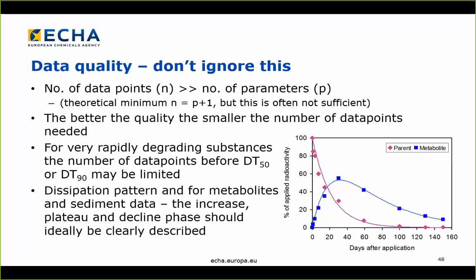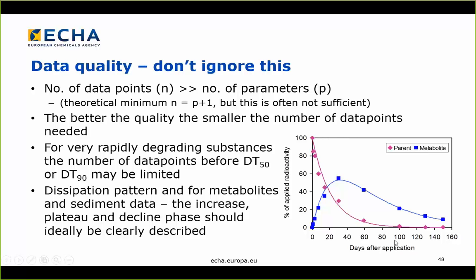And we generally see the better the quality of the data, the smaller the number of data points that are needed. So if you have a clear decline curve, such as this, you may not need as many data points as for a curve that didn't quite show a clear decline phase. So for example, if you had a bit more scatter and maybe a randomized pattern above and below, you might need some more data points.